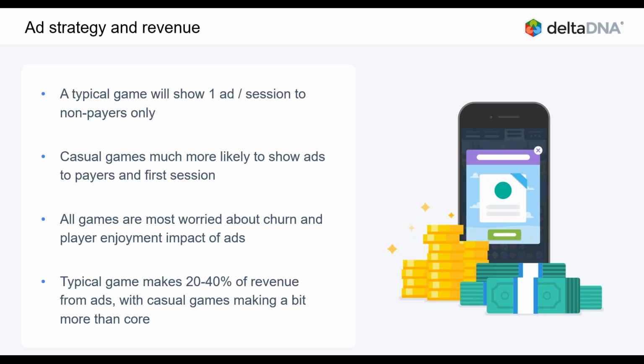So just to review that batch of questions, a typical game will still only show 1 ad per session. Casual games are much more likely to show ads to payers and also to show ads in the first session. All games are really worried about churn and the player enjoyment and the impact of ads, which is the #1 thing in their mind when they're putting ads in. I think everyone agrees with that. And then the typical game is making 20-ish% of their revenue from ads, but casual games are obviously making a bit more than core games.